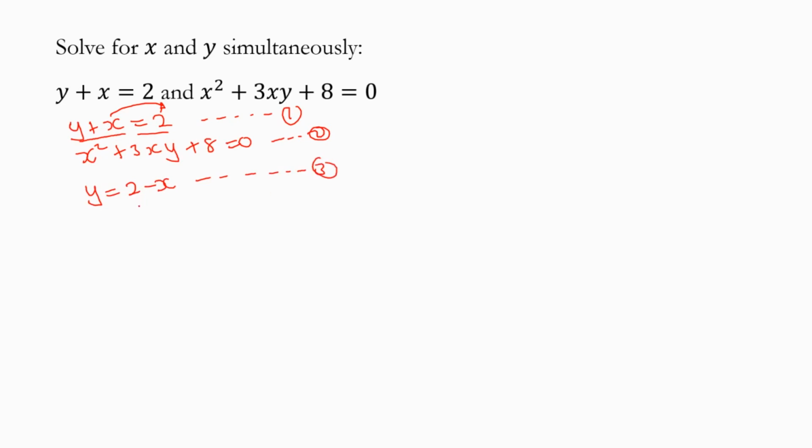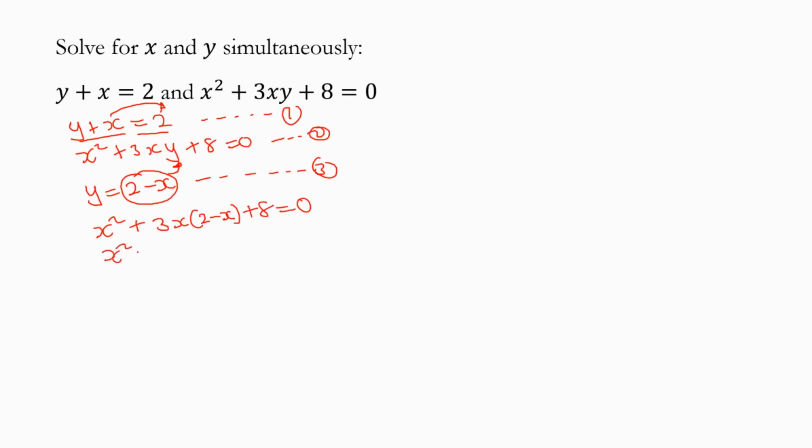Where there's y, we are going to put 2 minus x into equation 2. So let's substitute: x squared plus 3x times (2 minus x) plus 8 is equal to 0. We have substituted. The next step is to get what? Our standard form for the quadratic equation.